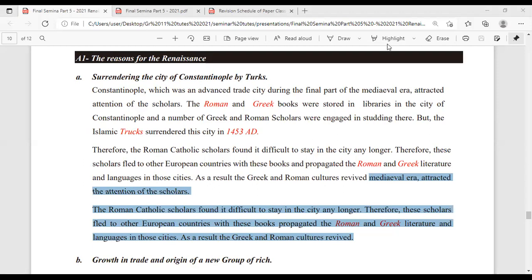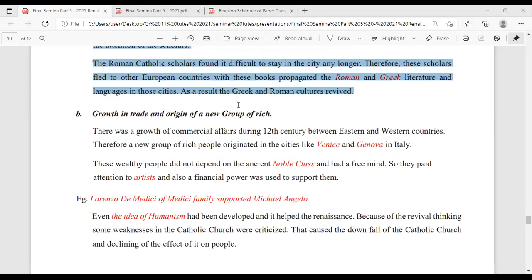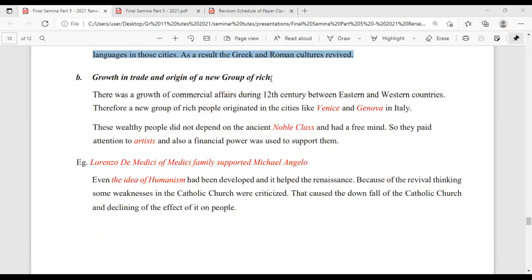But this question has not come for all levels. I have given you the past paper questions which had been given, so in that you can see whether this question is there. This had not been given now, so this time they can give this. Right. The second one is growth in trade and origin of a new group of rich.